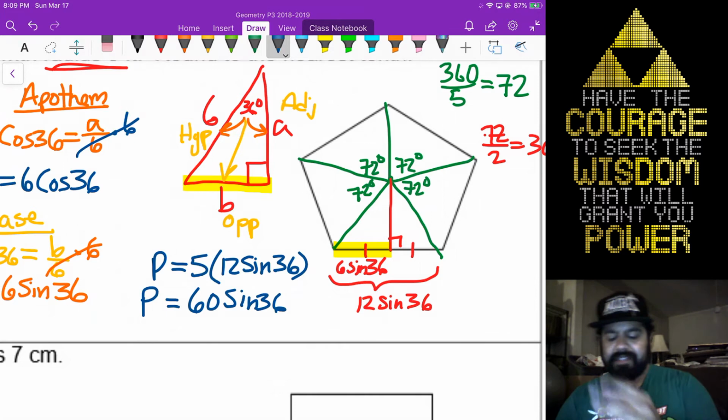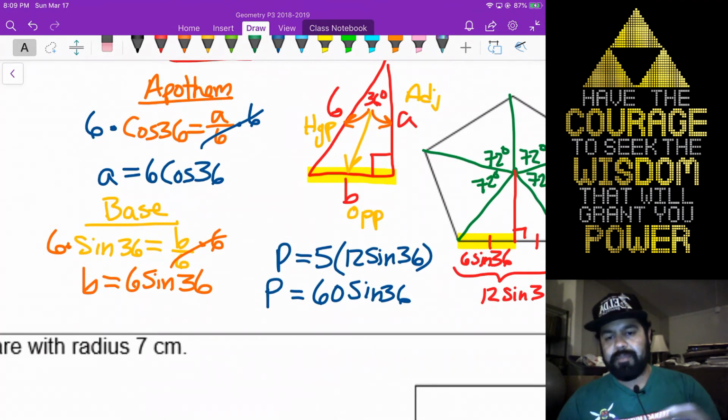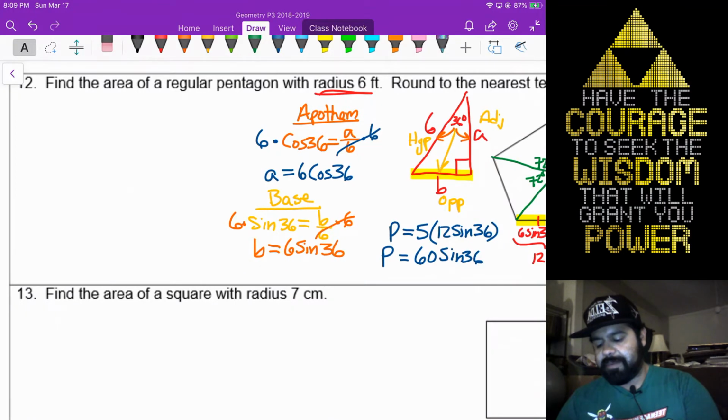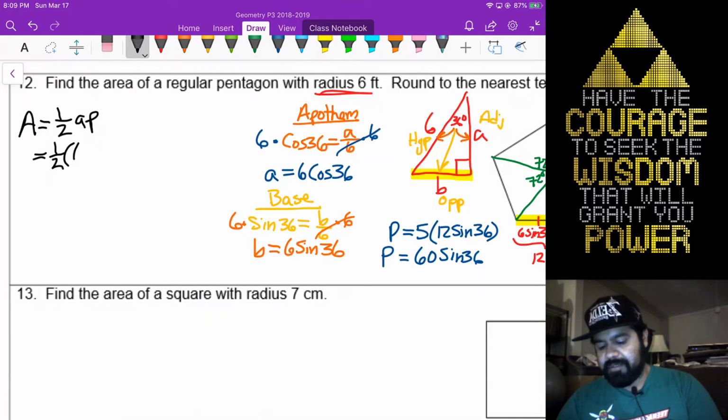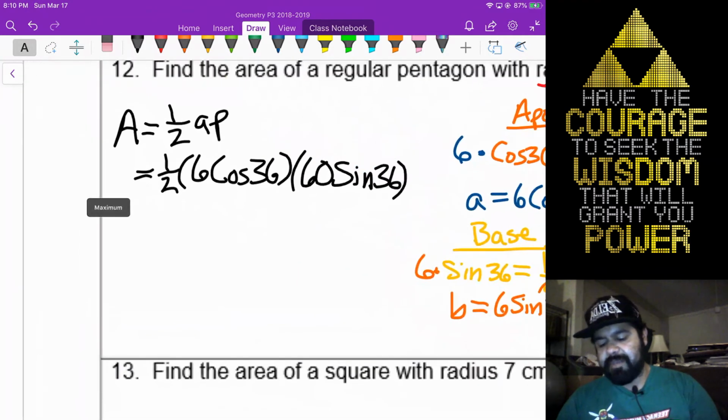Alright, now let's go in with our apothem and our perimeter and write out our expression. So the apothem is 6 cosine of 36, and then the perimeter is 60. My handwriting is not doing so good today. Now again, I'm not typing that into the calculator, but that would be what you would type in, and you should get your exact answer.